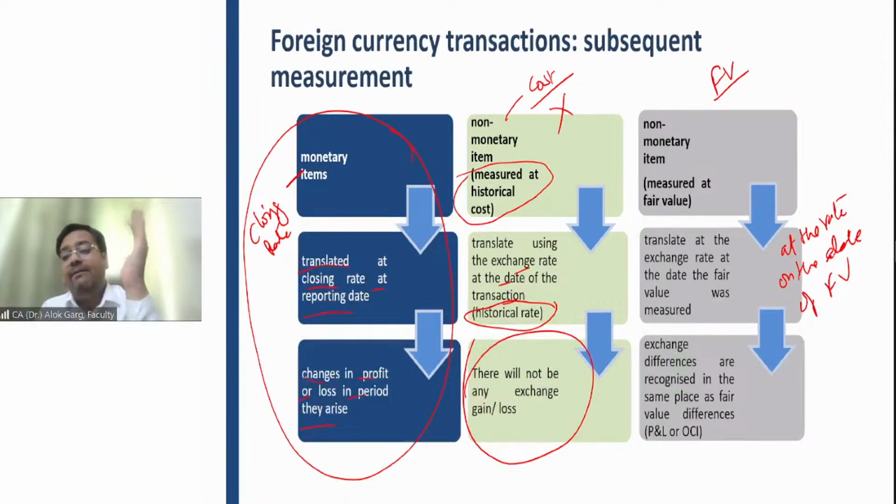But for a monetary item, it is always the balance sheet date rate, right? But for a non-monetary item, first you need to see, is revaluation done? Answer is yes. In that case, it will be restated on the date of fair valuation. Sir, but why are we restating the non-monetary item on the date of fair valuation?